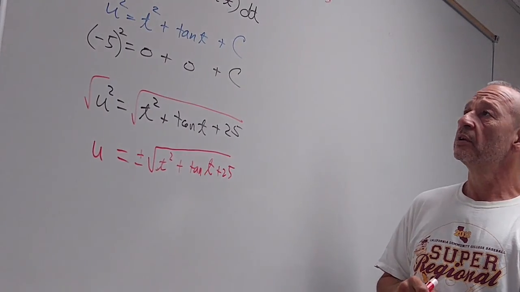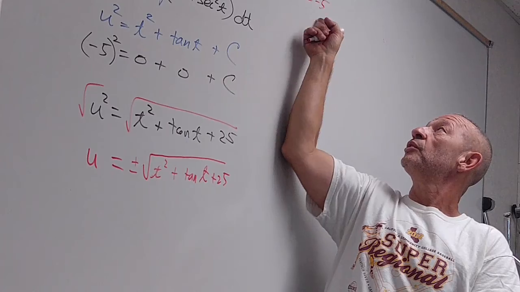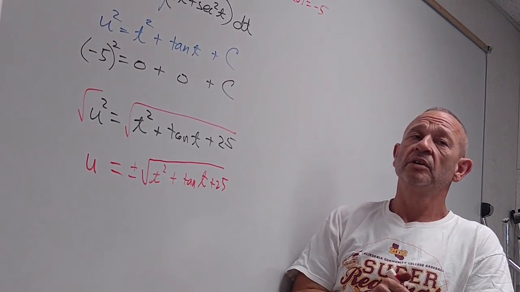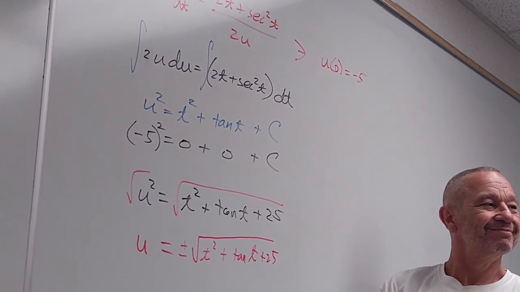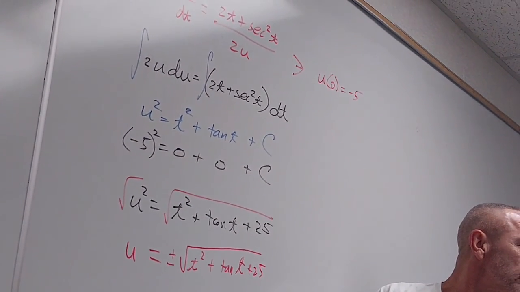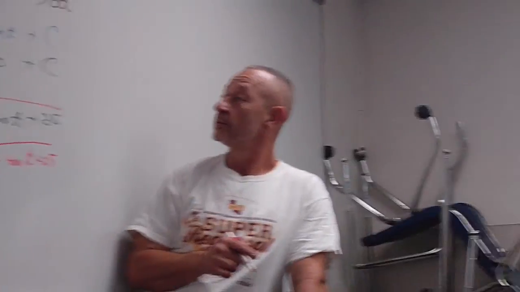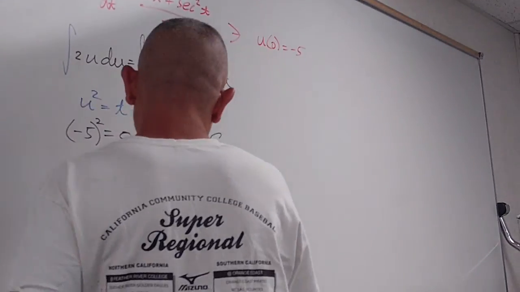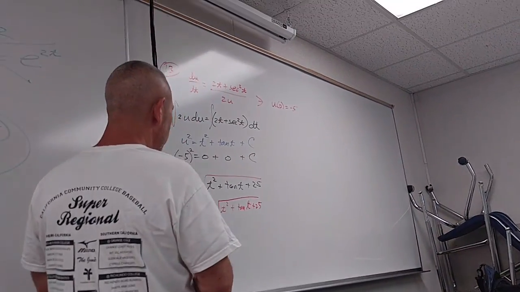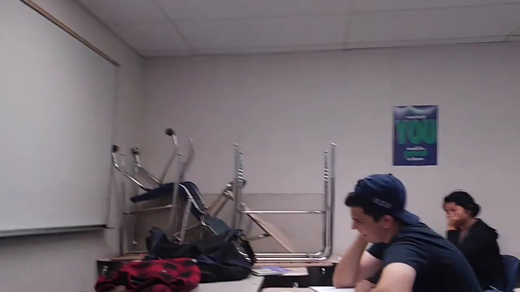So u at 0 is what? Why is it -5? Yeah, when t is 0, u is minus 5, so it should be negative. Well, let's see. u is negative, so I think she's right. Isn't that nice? Good thing you're here.